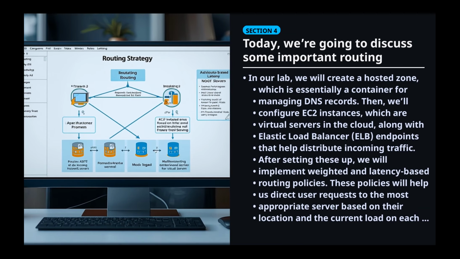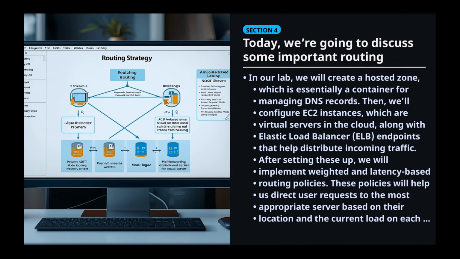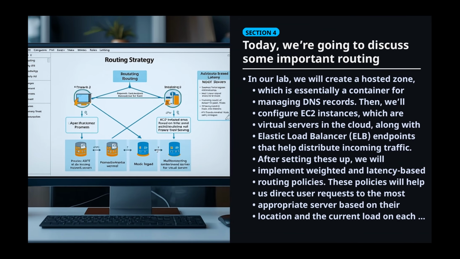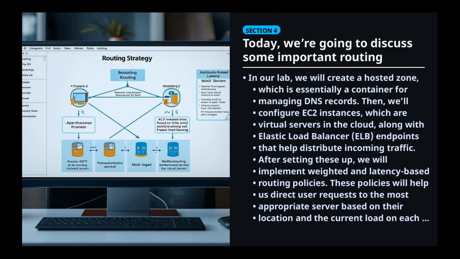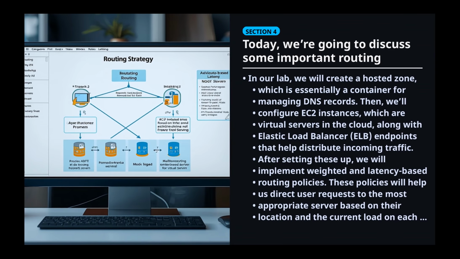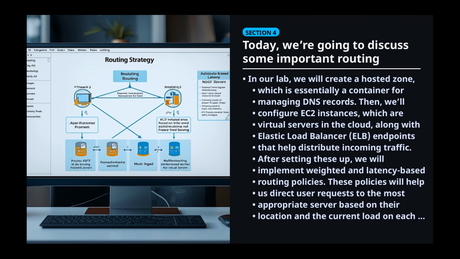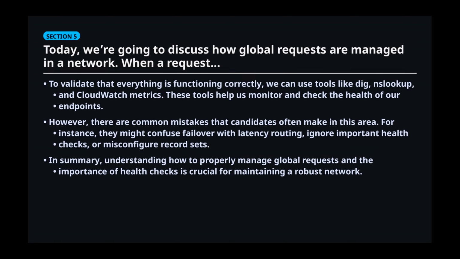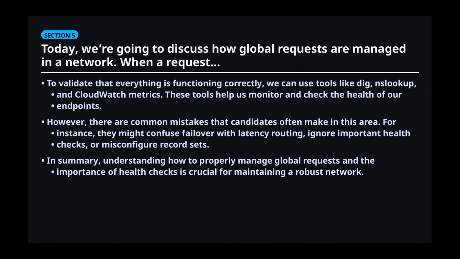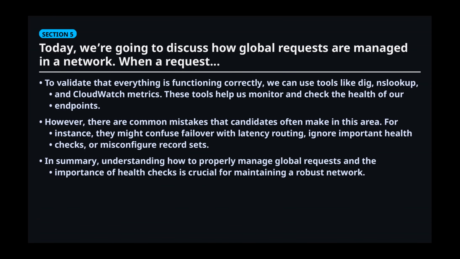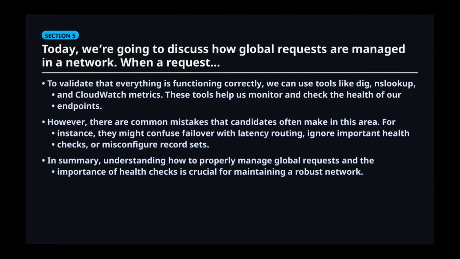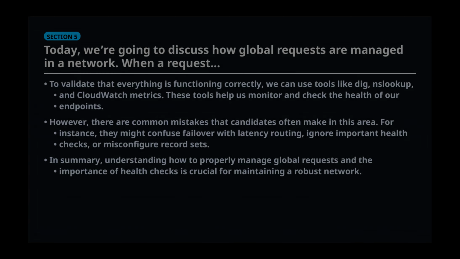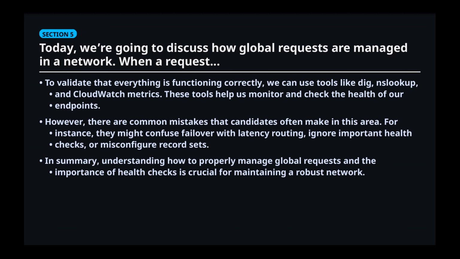Think of it like a traffic management system that directs cars to the fastest route while avoiding any roadblocks. In summary, these routing strategies are crucial for maintaining a smooth and reliable user experience. To validate that everything is functioning correctly, we can use tools like DNS Lookup and CloudWatch metrics. These tools help us monitor and check the health of our endpoints.